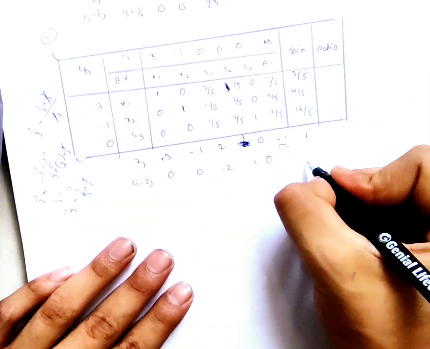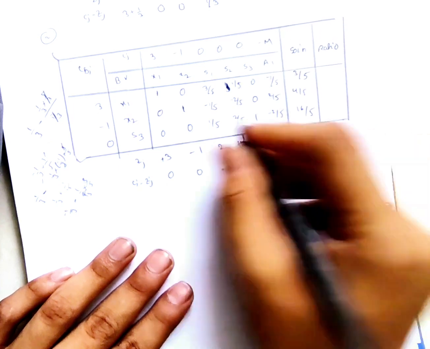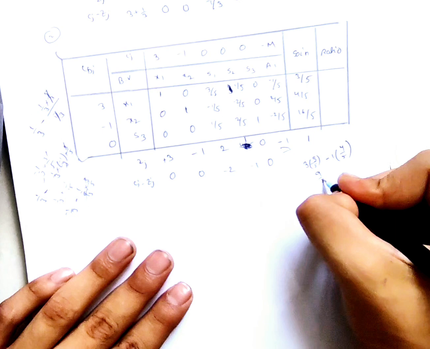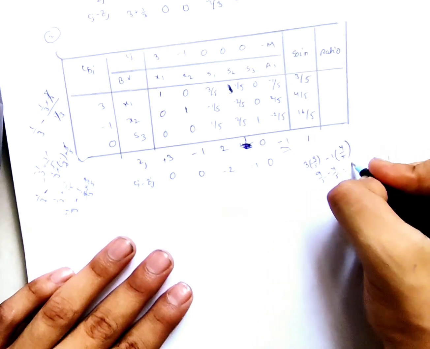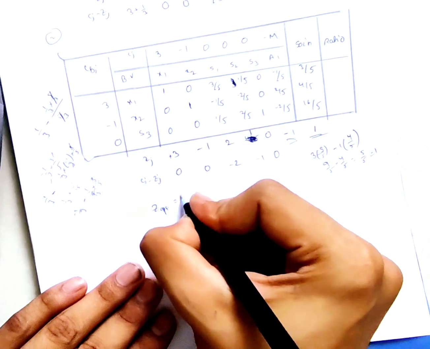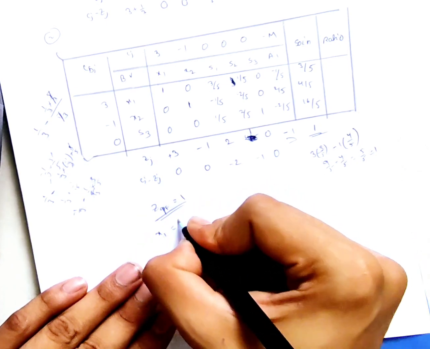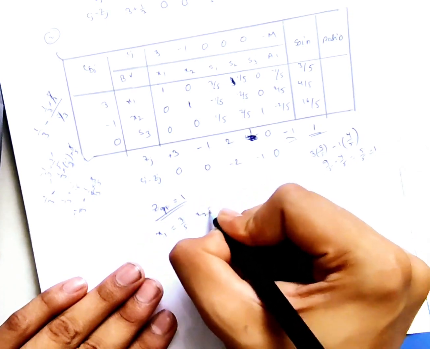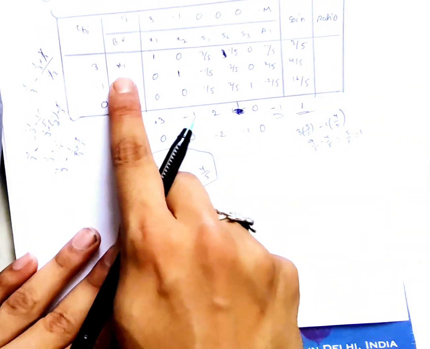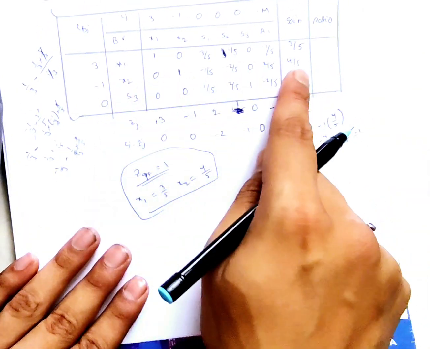See, 3 into 3 by 5. Okay, minus 1 into 4 by 5. It is 9 by 5 minus 4 by 5, that is 5 by 5, that is equal to 1. So the Z optimum value is 1, where x1 equals 3 by 5 and x2 equals 4 by 5. Okay, this is the answer. This will be your answer. See, x1 equals 3 by 5 and x2 equals 4 by 5.